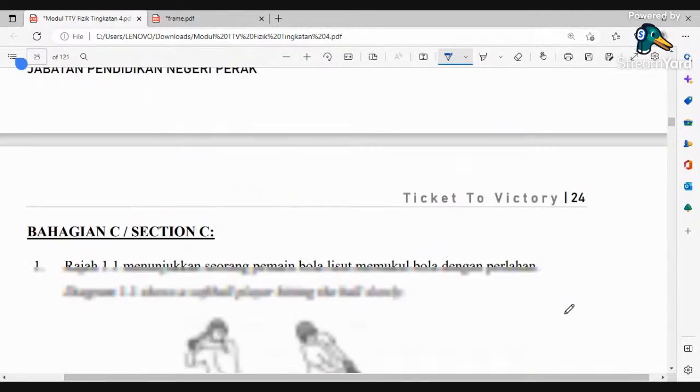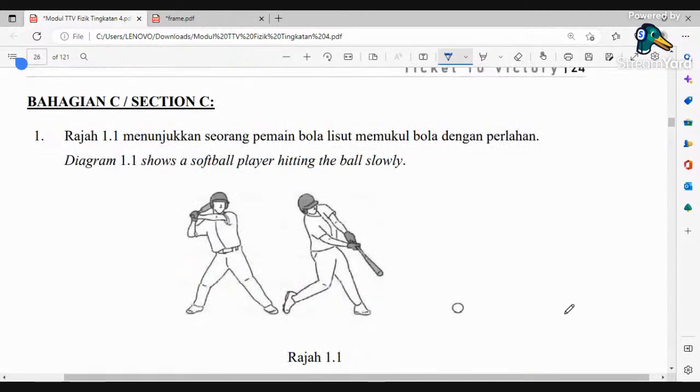Okay, that one is section B, 20 marks. Make sure you know how to answer. Okay, section C. Okay, tengok C.